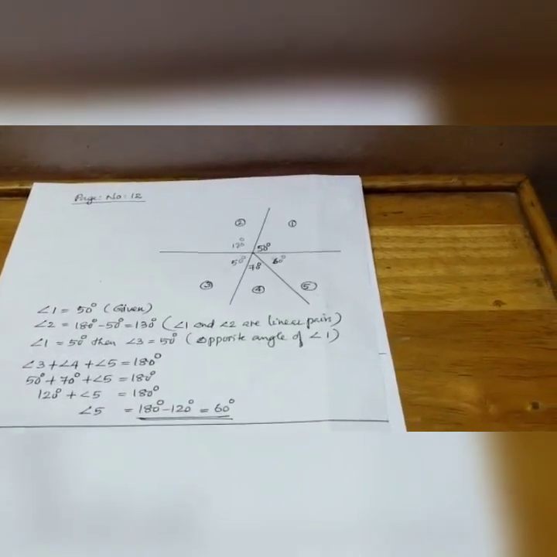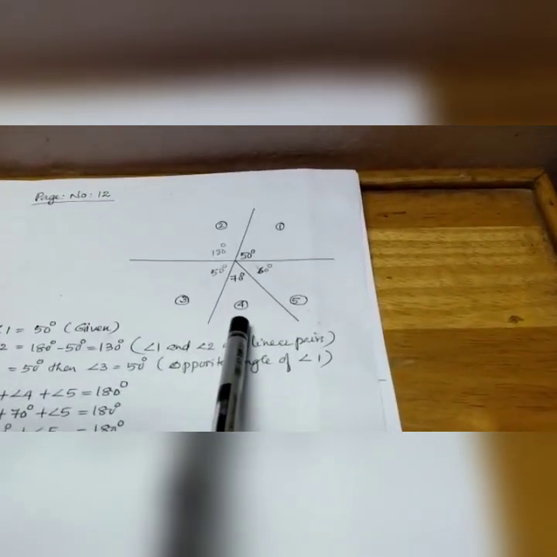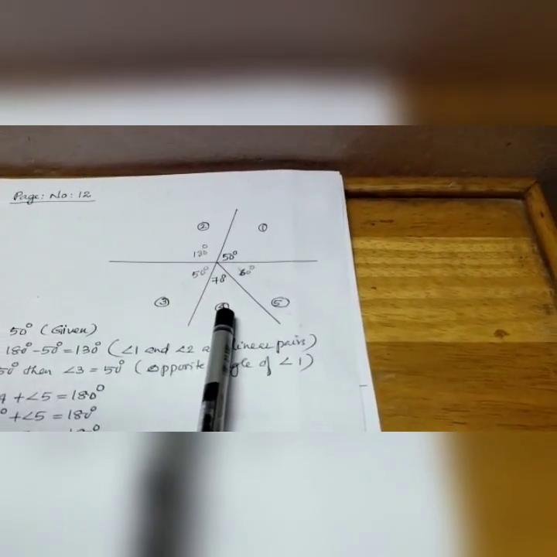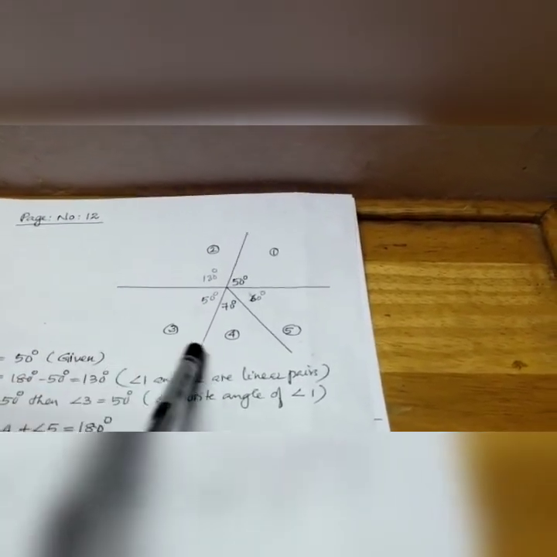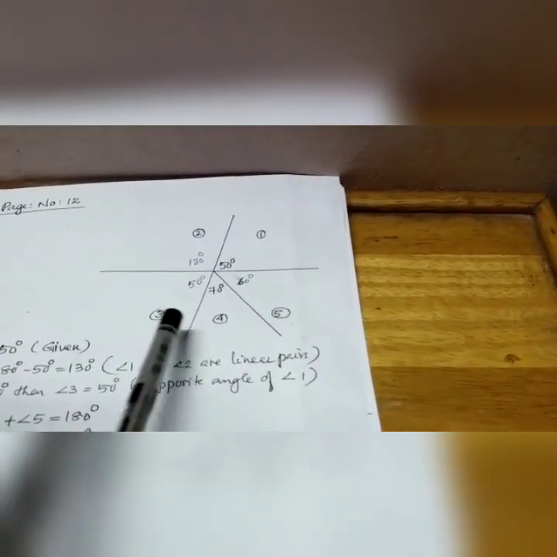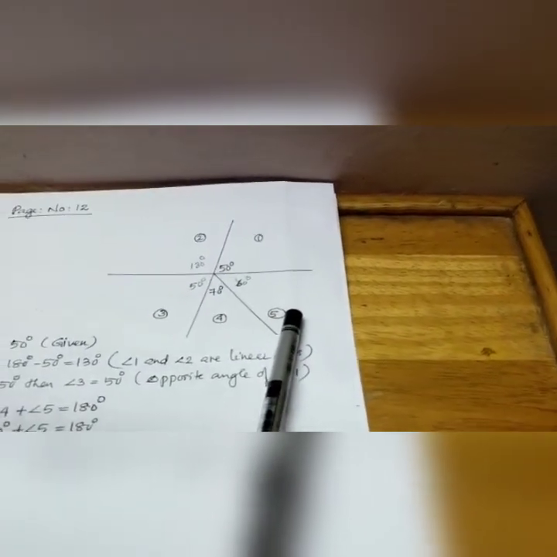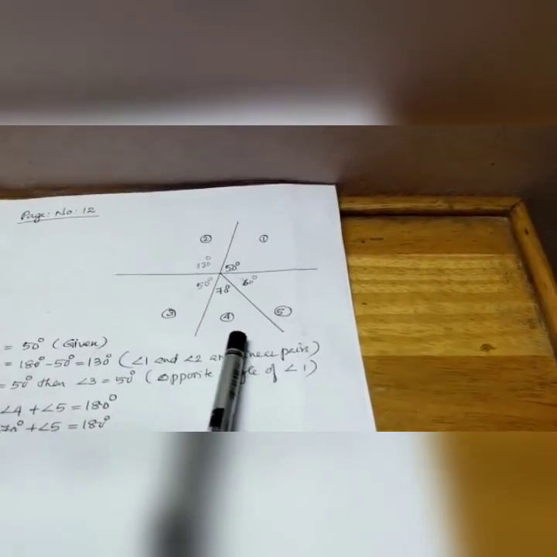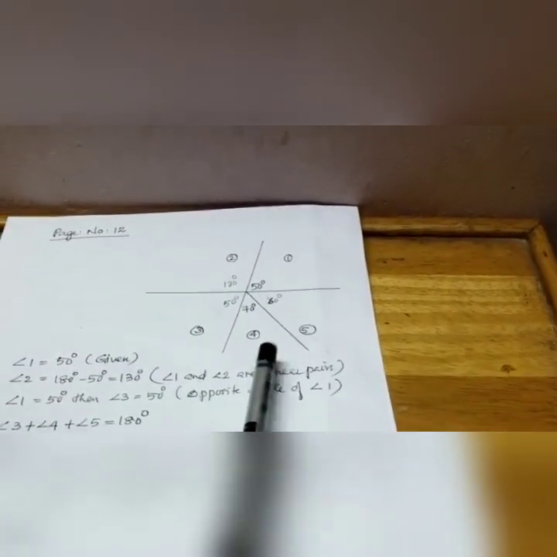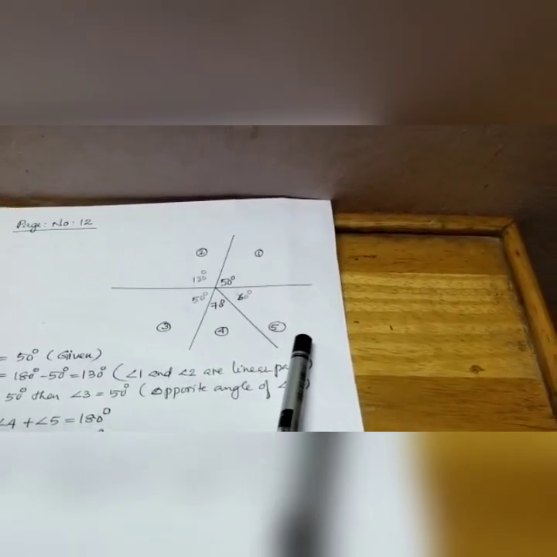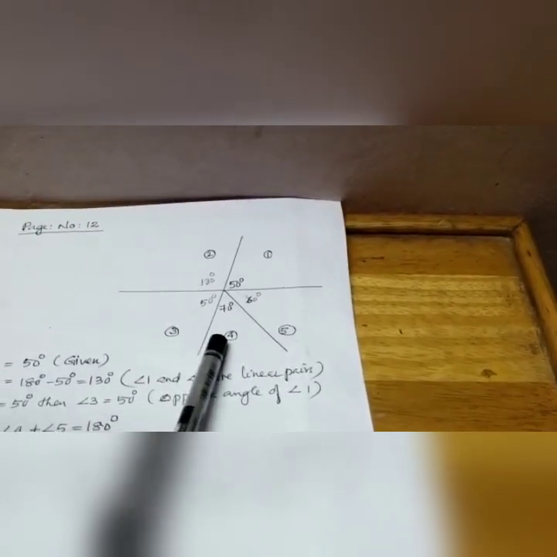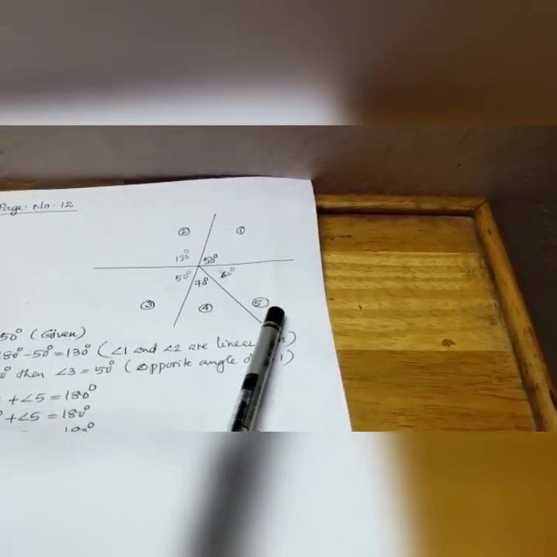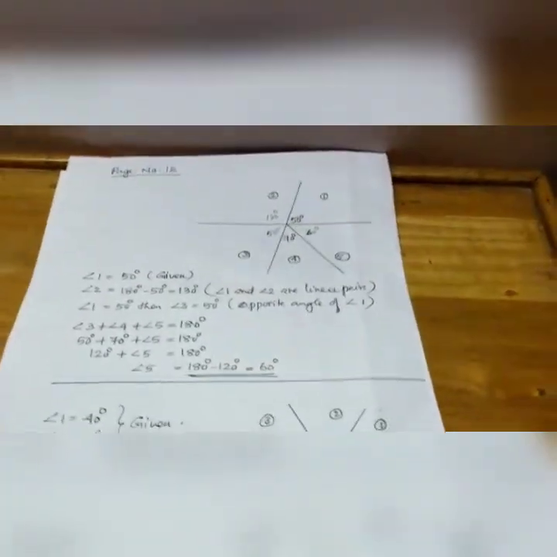Then, given that angle 4 is 70 degrees, then we know that all these angles, that is angle 3 plus angle 4 plus angle 5, is equal to 180 degrees. We have angle 3 is equal to 50 degrees, angle 4 is equal to 70 degrees, and then the remaining angle 5, that is sum of 3 plus 4, 120. Then the fifth angle is 180 minus 120 degrees, that is 60 degrees.